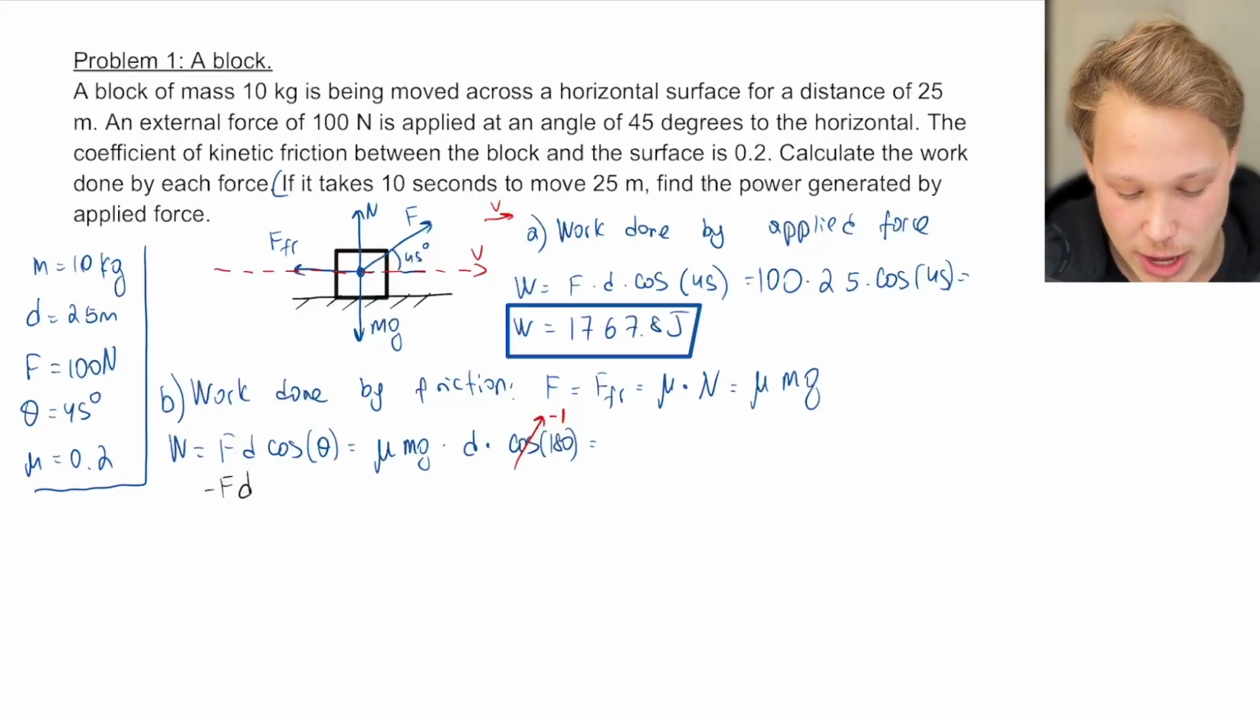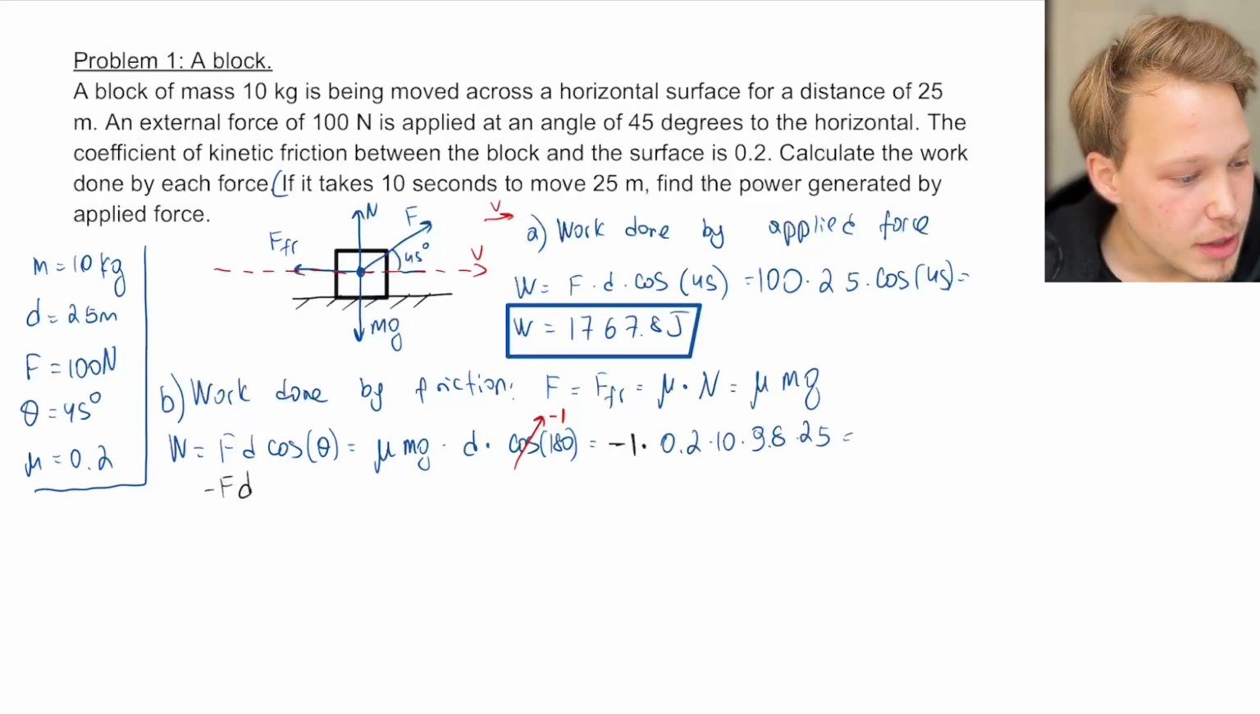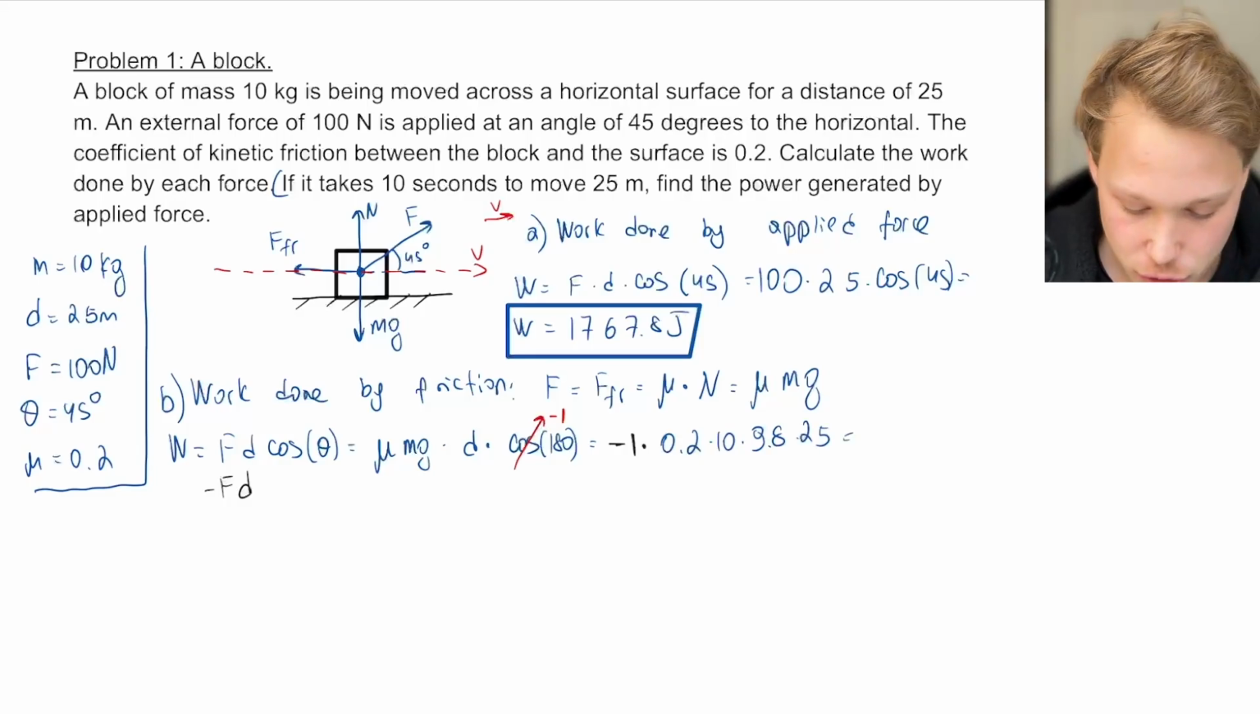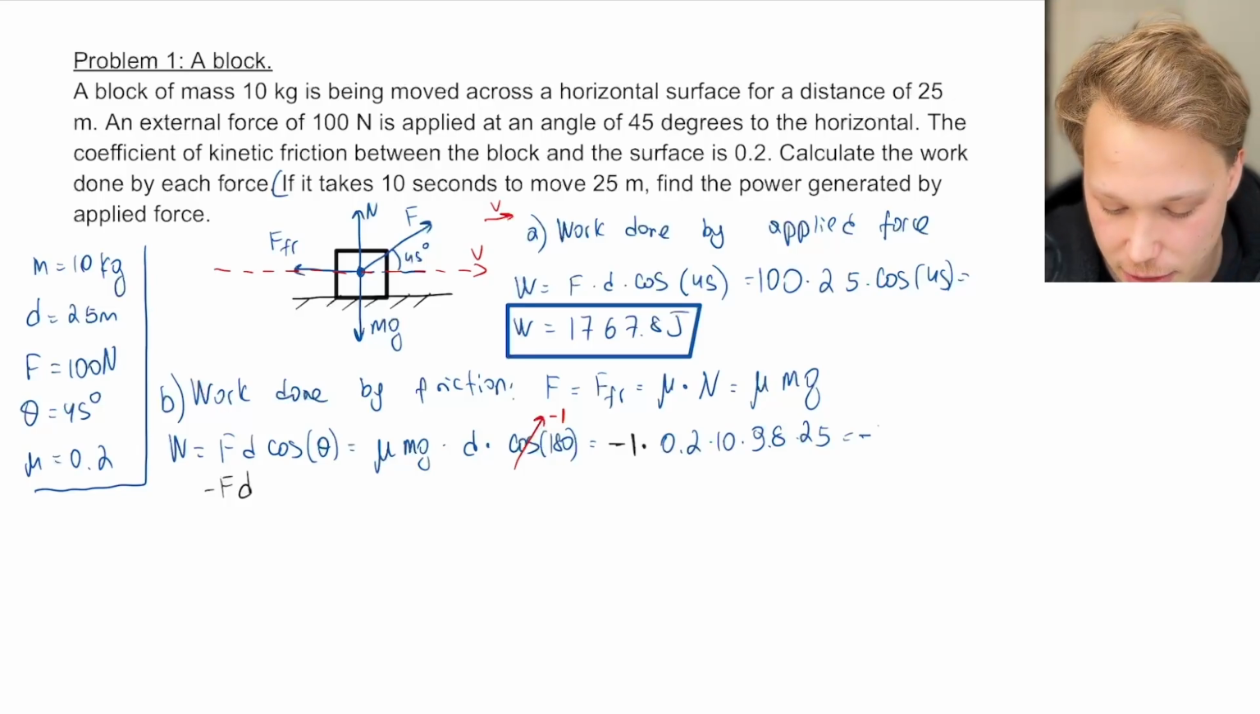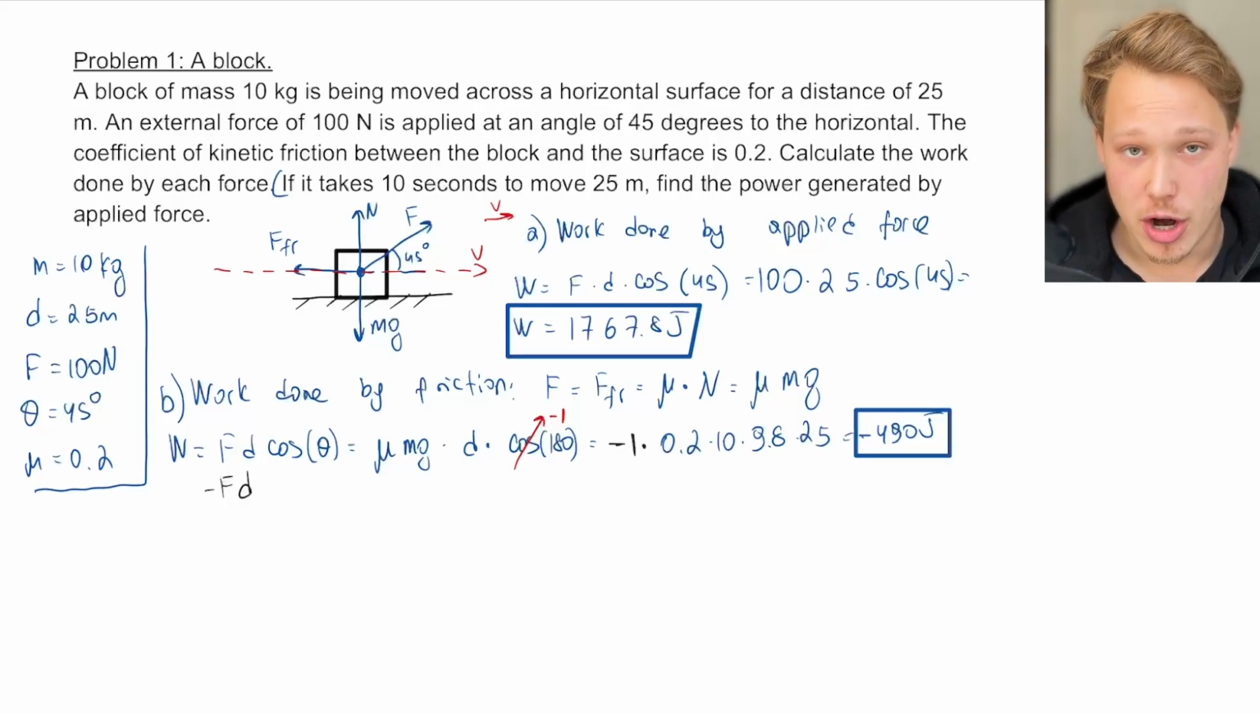Okay, now that we have all of this, it's -1 times mu, which is 0.2, mass is 10, g is 9.8, and the displacement is 25 meters. If we plug all of that in, we should get an answer of -490 joules. Oh, by the way, the units of work are joules.